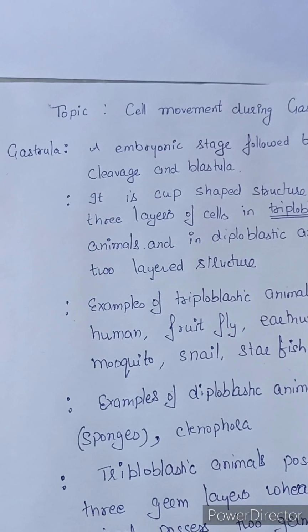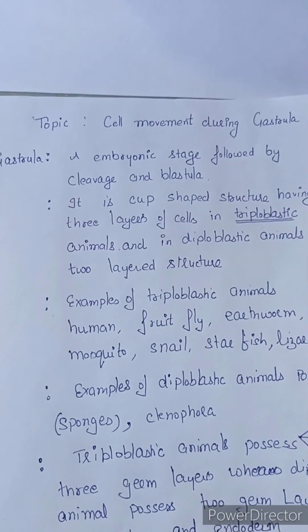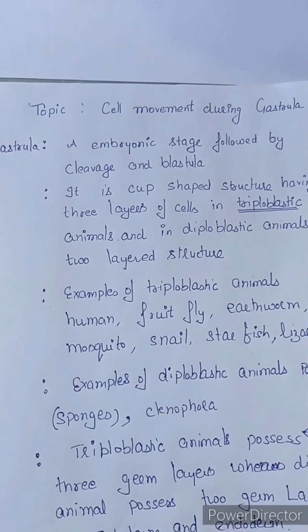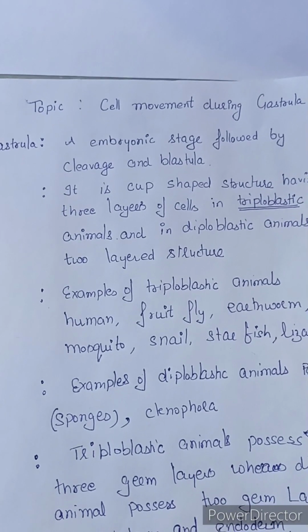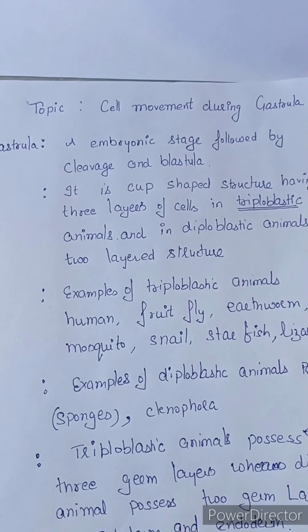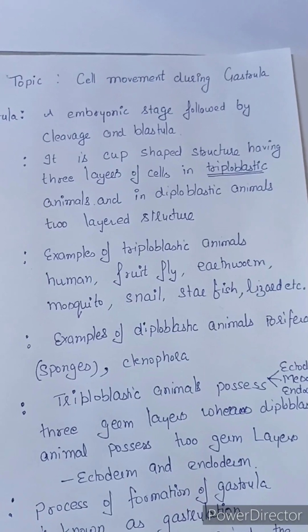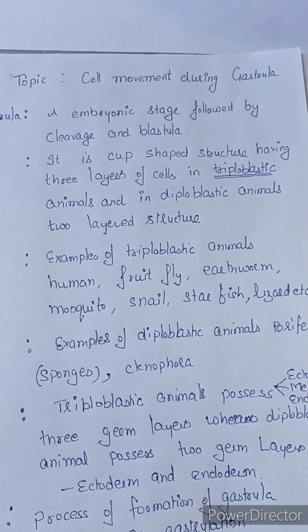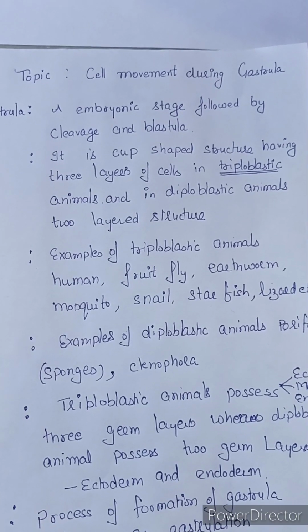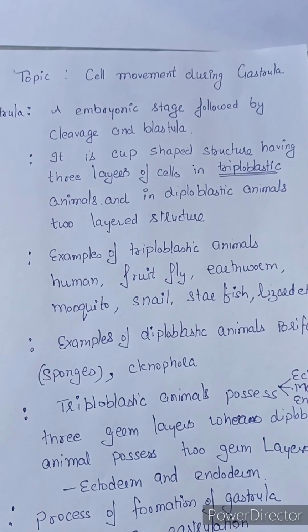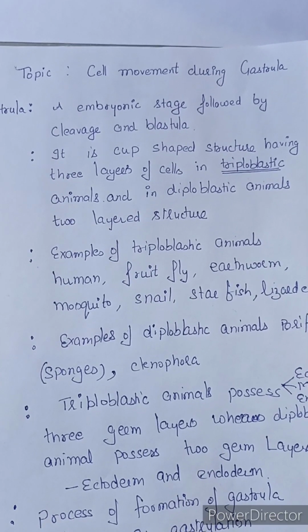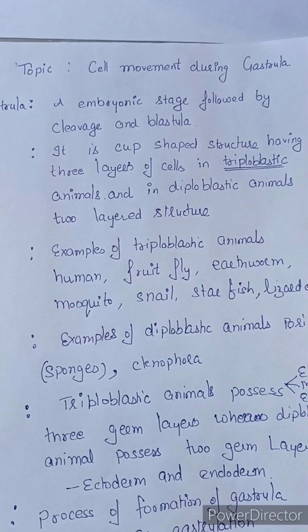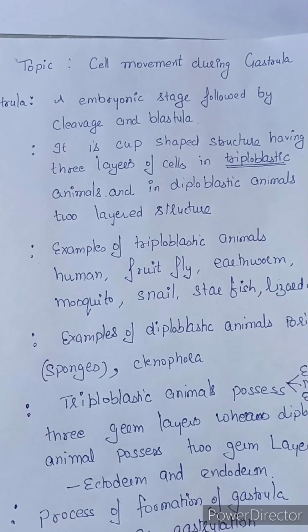So if we talk about the gastrula, what is actually gastrula? It is an embryonic stage which is formed after the cleavage and the blastula. Gastrula is a cup-shaped structure. It usually has three layers of cells in triploblastic animals, whereas in diploblastic animals it usually comprises two layers of cells.